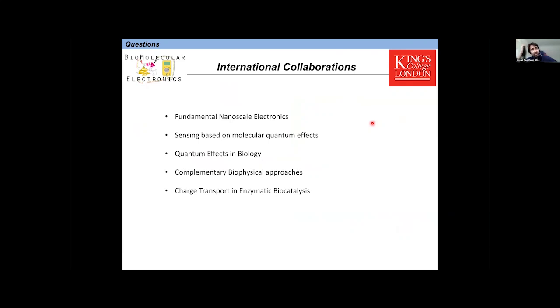We are interested in collaborating on all those systems. We are very keen on looking at quantum effects in biology and also in biosensing, for example enzymatic catalysis and other biologically interesting phenomena. Thank you so much. I put my email, and thank you so much.